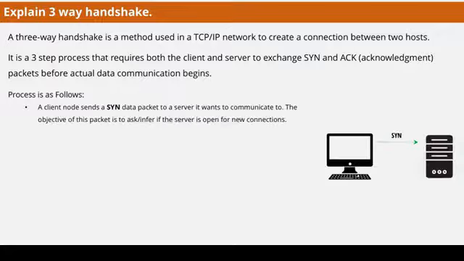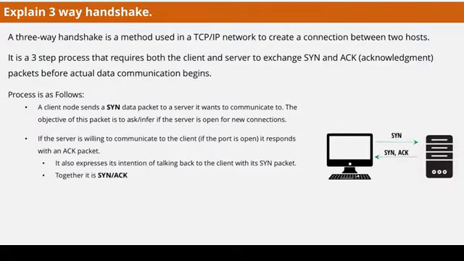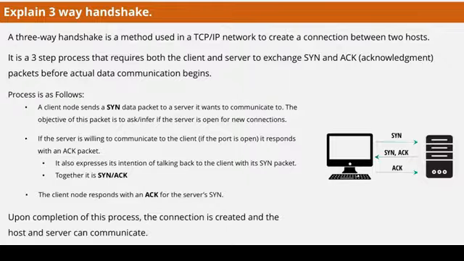A client node sends a SYN data packet to a server it wants to communicate to. The objective of this packet is to ask if the server is open for a new connection. If the server is willing to communicate with the client, it responds with an ACK packet. It also expresses its intention of talking back to the client with its SYN packet. Together, it is SYN ACK. The client node responds with an ACK for the server's SYN. Upon completion of this process, the connection is created and the host and server can communicate.